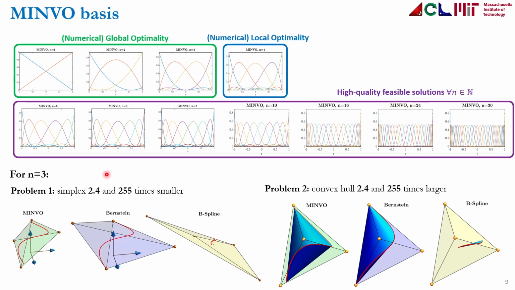So the way this looks for n equals 3, for example, from the point of view of problem 1, here we show that the simplex obtained by the MINVO basis is 2.4 and 255 times smaller than the simplexes obtained by these two other bases. From the point of view of problem 2, where the simplex is given, we are able to obtain a polynomial curve in red whose convex hull is 2.4 and 255 times larger than the convex hulls of the curves obtained by these two other bases.